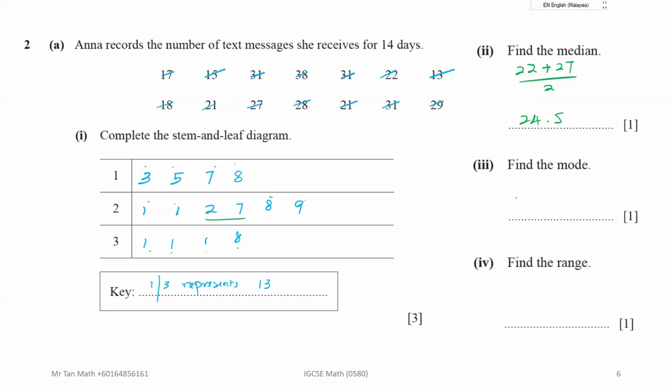The mode is the one that repeats the most, which is 31. The range is the highest minus the lowest. So it's 38 minus 13. Get 25.